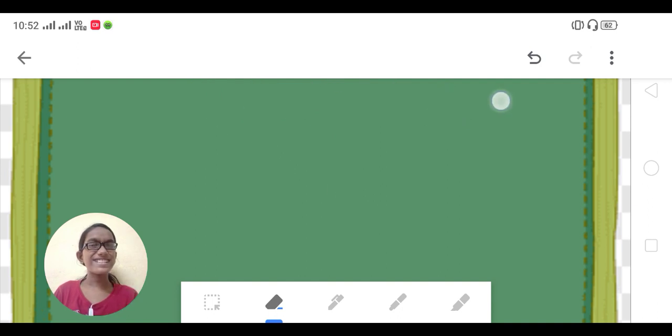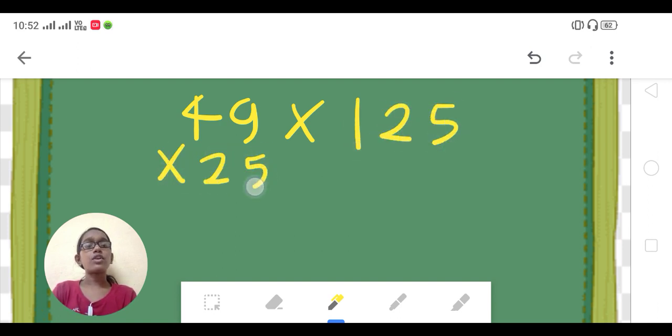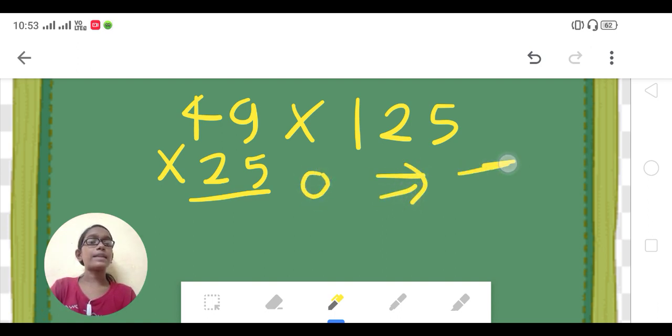Am I repeating this a lot of times? Yes. Now, moving on, let's check another example: 49 into 125. First of all, multiply this 49 with 25, then put a 0 in the end, and divide the answer that you get by 2. Isn't it very simple?